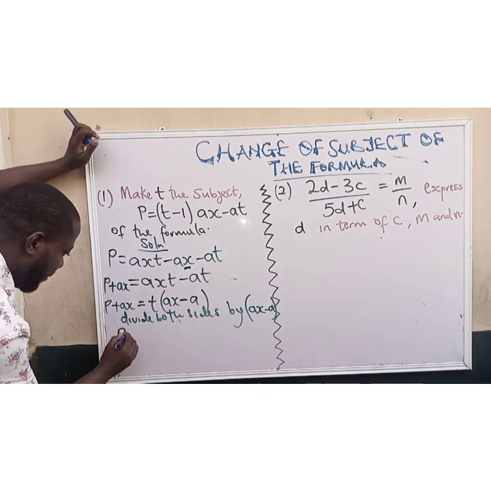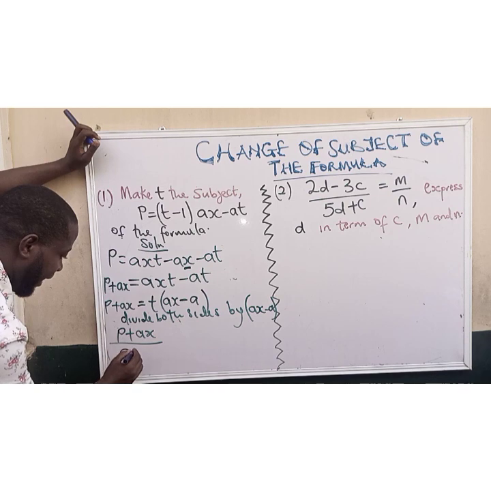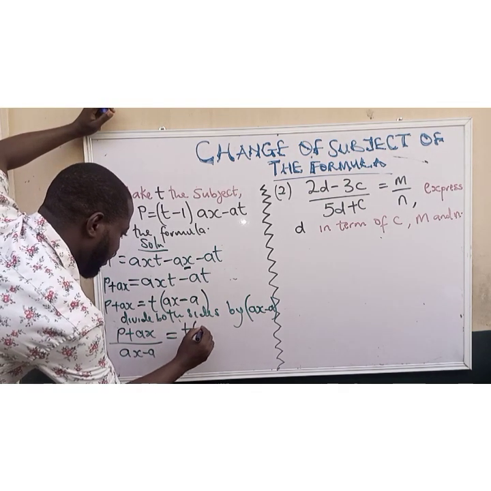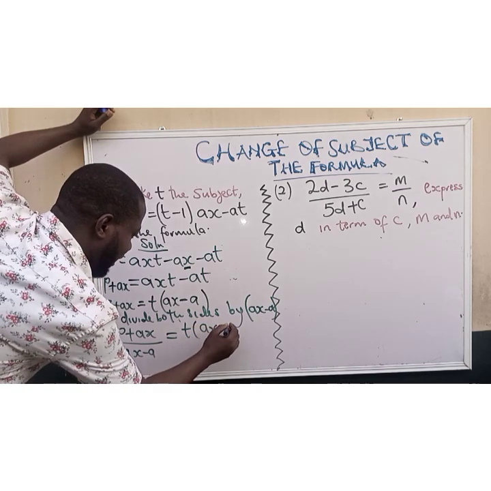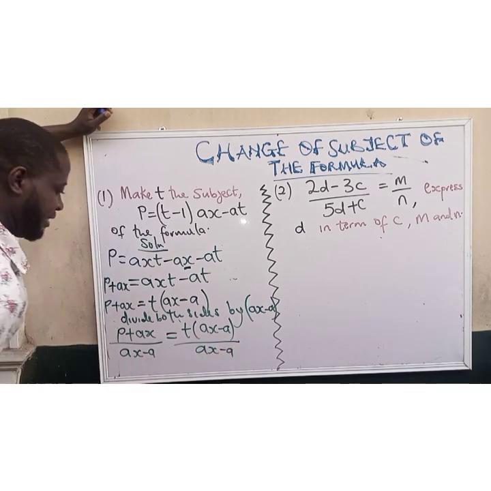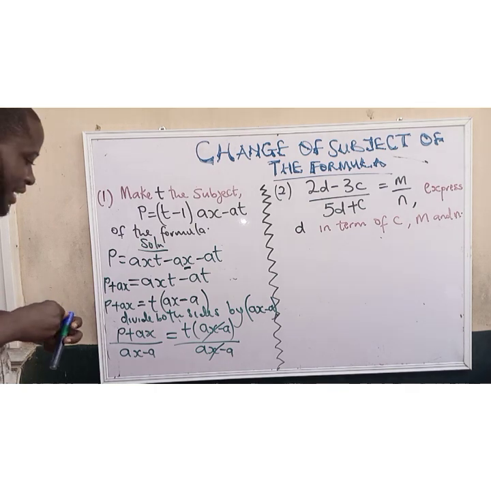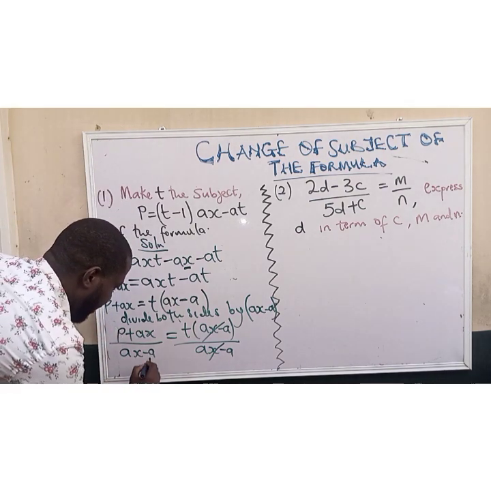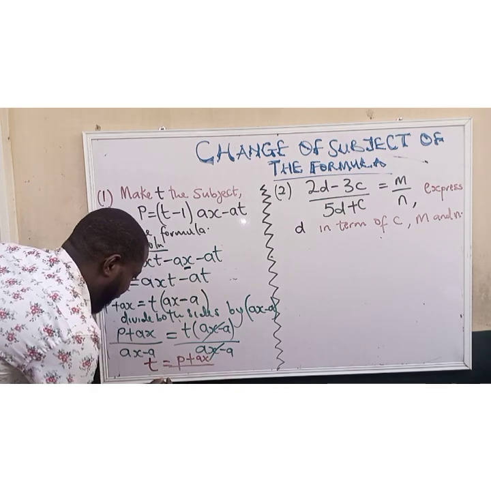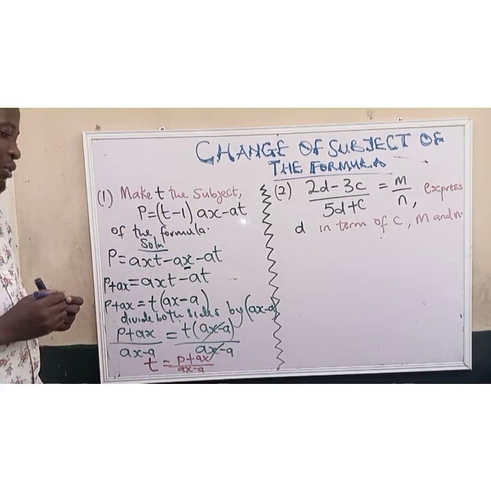So I will now say p plus ax all over ax minus a equals t(ax minus a) all over ax minus a. This will cancel this. So my final answer is now going to be t equals p plus ax all over ax minus a.